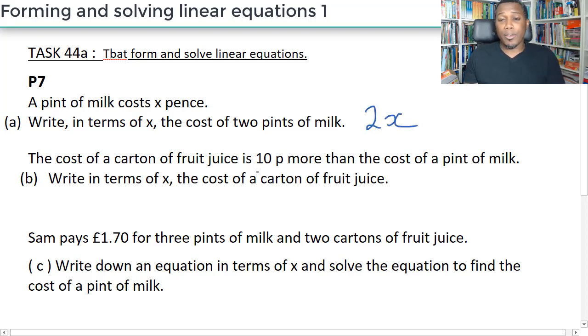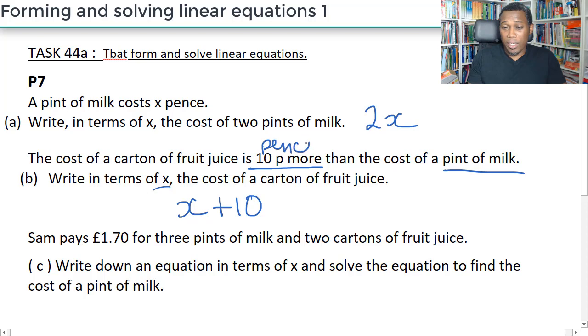For B, the carton of fruit juice is 10p more than the cost of a pint. The cost of a pint is x. I have 10p more, so that means I need to add on 10. So x plus 10. What's really important is we're thinking about the units. We are working in the units of pence. That's really useful going forward. It means that for part C, that £1.70, we're going to have to model that as 170 to represent the pence. That's really important. Units have to be consistent.